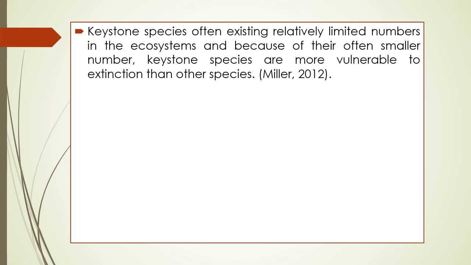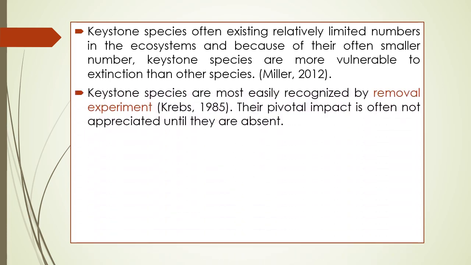Keystone species often exist in relatively limited numbers in ecosystems. Because of their smaller numbers, keystone species are more vulnerable to extinction than other species. They are most easily recognized by removal experiments. That means we can recognize the keystone species in a particular ecosystem with the help of a removal experiment, that is, remove one species after another from the community and observe the effect.